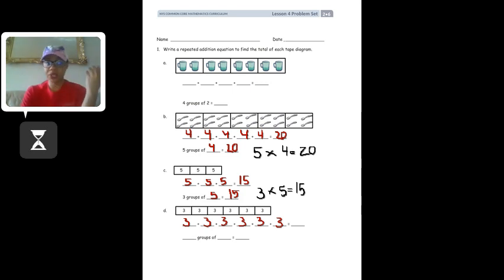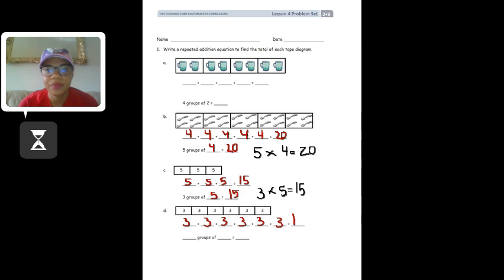But something looks different. This time they're not telling us how many groups we have. We've got to go up here and figure out how many groups we have. How many equal squares do we have? So let's see. Let me grab my green pencil and let's circle how many equal squares.